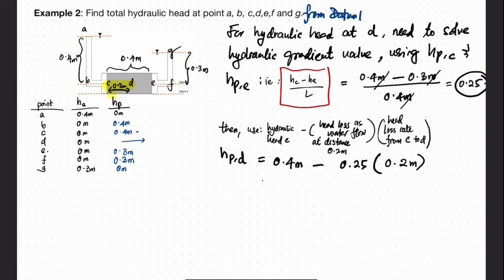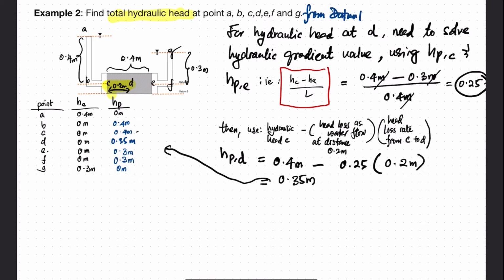Now if you plug it in and calculate it, you will get 0.35 meter. And that is HP at point D, 0.35 meter. We are not done yet because the question asks for the total hydraulic head. We haven't found it yet.